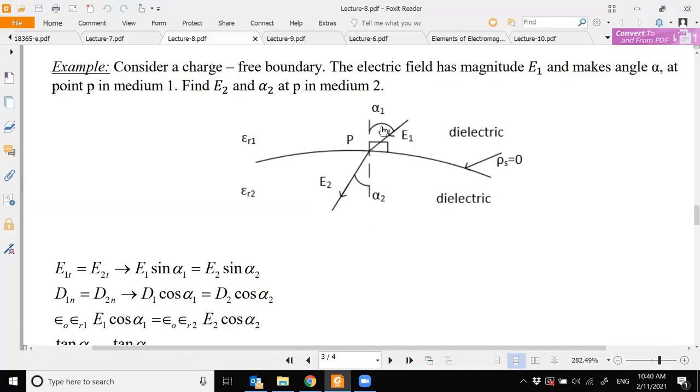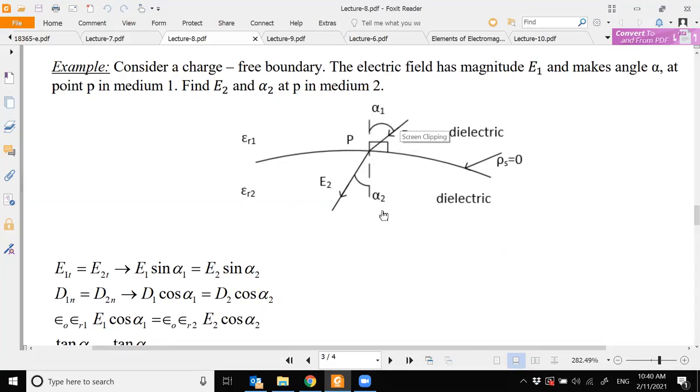Now remember how we are measuring alpha 1. Alpha 1 is always measured with respect to the normal at the interface, because this is the interface. So this is the normal, and the angle your electric field is making with respect to that normal is called the angle alpha 1. This is the typical way of measuring the angles at the interfaces. So remember, the angles at the interfaces are always measured with respect to the normal of the interface.